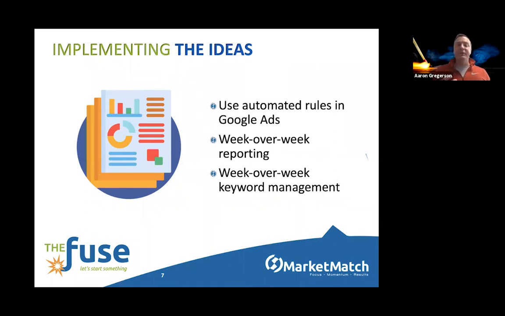I'm also a huge fan of producing week over week reporting. So taking a look at the past week and comparing it to the week before that, and noting any changes of significance. So are we seeing a huge increase in our cost per acquisition? Are we seeing a huge decrease in the amount of impressions and clicks that we're getting? And what are we going to do to resolve those issues and get back to the results that we want?